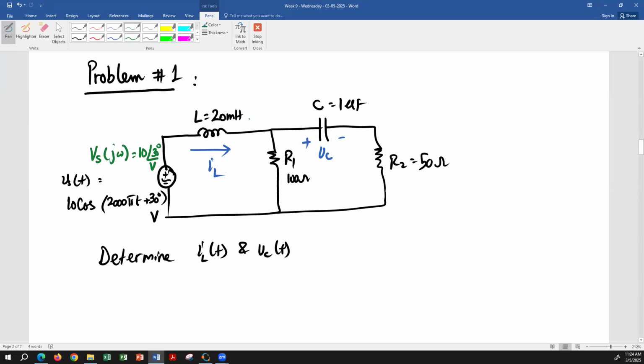R1 and R2 are not going to change. L is going to change into XL. And what is XL going to be? J omega L. Now, what is omega? Who's going to tell me? In this circuit, what is omega? 2000 pi, exactly. So this is omega t, remember. So this is omega 2000 pi.